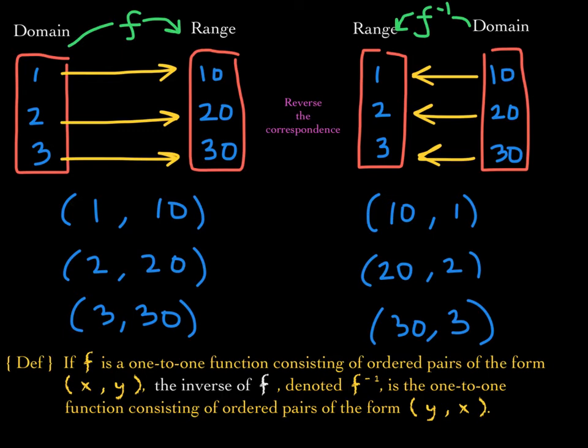Here it is. If function f is a one-to-one function consisting of ordered pairs of the form x, y, the inverse of f, denoted f to the negative first, is the one-to-one function consisting of the ordered pairs of the form y, x. So notice that everything switches. The correspondence, instead of x going to y, now you have y going to x. And not only that, remember what used to be the domain is now considered the range, and what used to be the range is now called the domain. Please notice this relationship, this reversal or opposite thing going on between a function and its inverse.